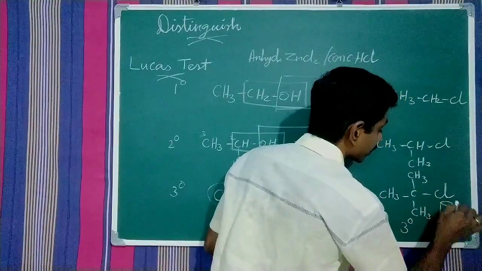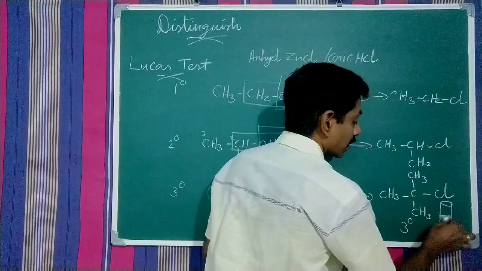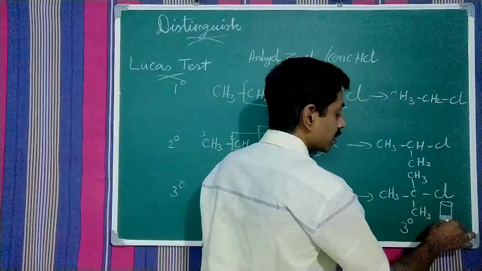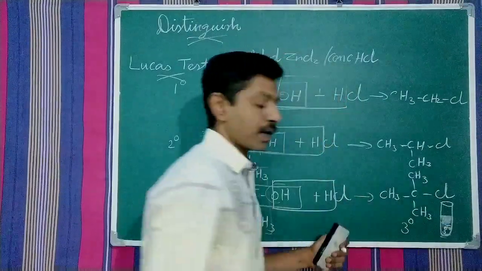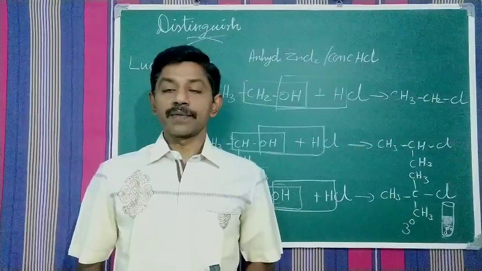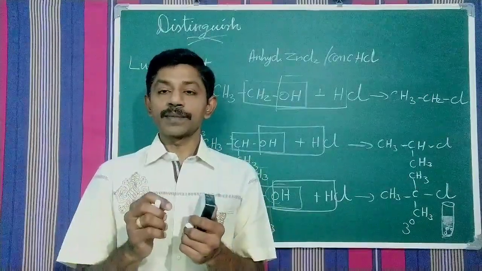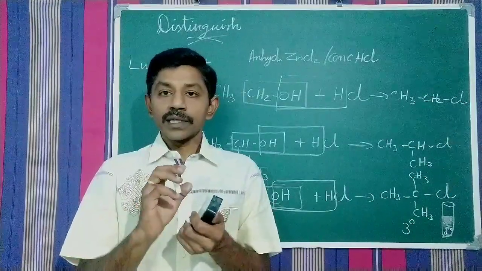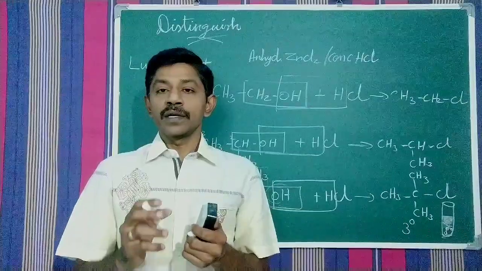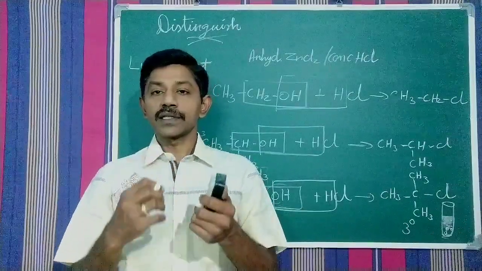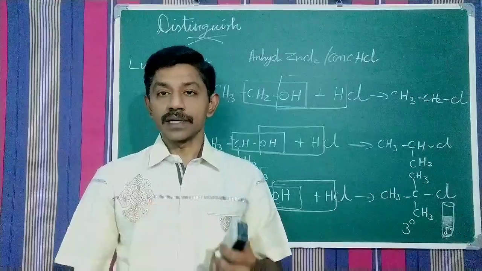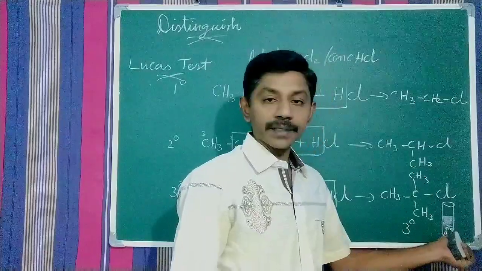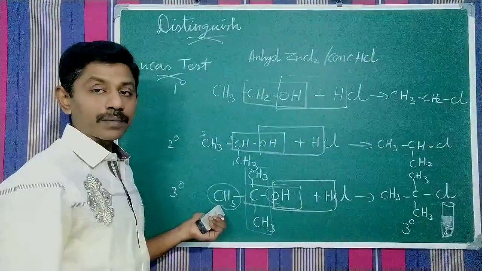What is the meaning of turbidity? After adding the Lucas reagent to the alcohol, the solution immediately becomes turbid. Maybe I can quote a simple example. When you try to open a Pepsi bottle after it has been shaken, you can see a gaseous layer on top, and the liquid in the first layer will be a turbid layer. That turbidity will be there immediately with the tertiary alcohol.